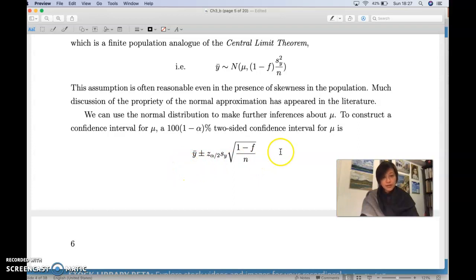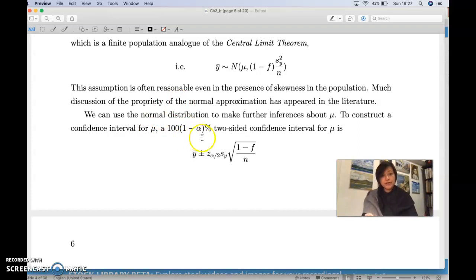That means if we collect a sample from the population, we calculate the y bar, and we know that y bar plus or minus symmetrically a certain value, we could say we are quite confident that the true mu, or the true population mu, does fall within that range.